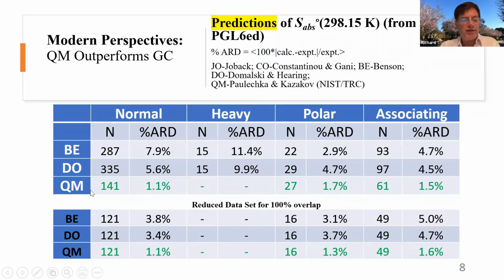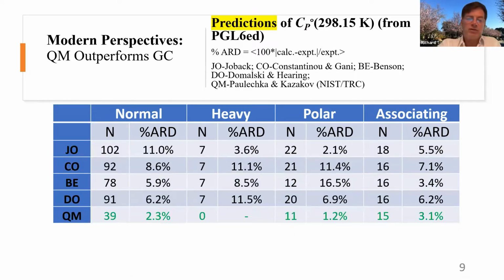And this QM method here is the LCC method. If you reduce the data set so that there's just the exact same number of compounds in each data set, let's call it a factor of 3 improvement. Again, not a slam dunk, but I think it's good enough to say that the group contribution methods are... why would you use them?